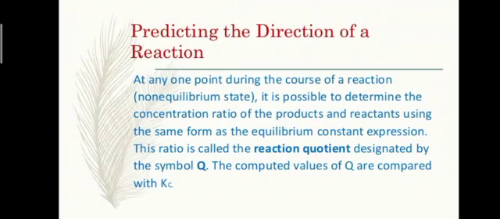At any one point during the course of the reaction, that is a non-equilibrium state, what does it mean? It means that the Kc value is less or greater than the ratio of products to reactants. It is possible to determine the concentration ratio of the products and the reactants using the same form as the equilibrium constant expression. This ratio is called the reaction quotient, designated by the symbol Q. The computed values of Q are compared with Kc.